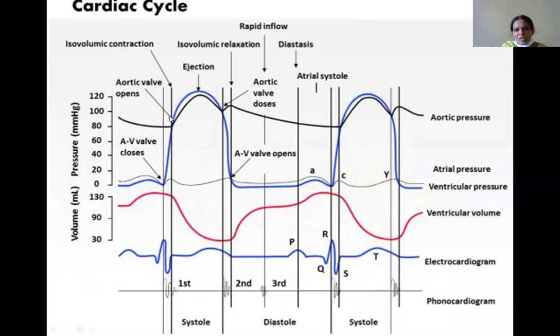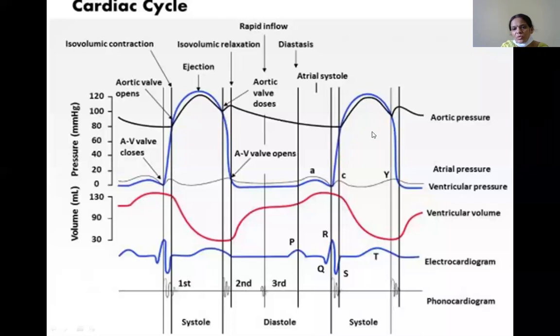Okay, aortic valve, here it is shown. The aortic valve opens. So the aortic valve will be opened and blood will be pushed from the left ventricle into the aorta. Okay, left ventricle into the aorta. Blood is being pushed. So this is the ejection phase, rapid ejection phase, slow ejection phase.